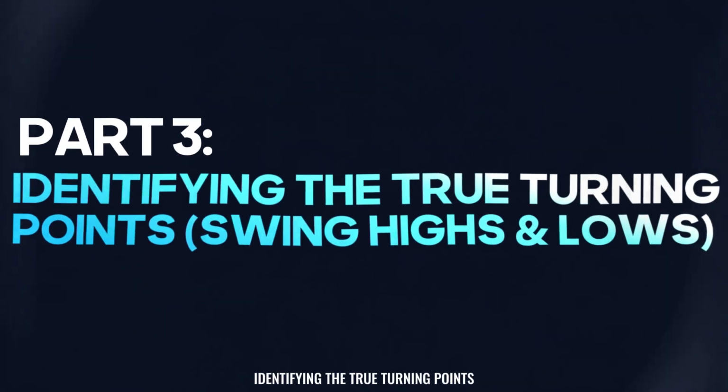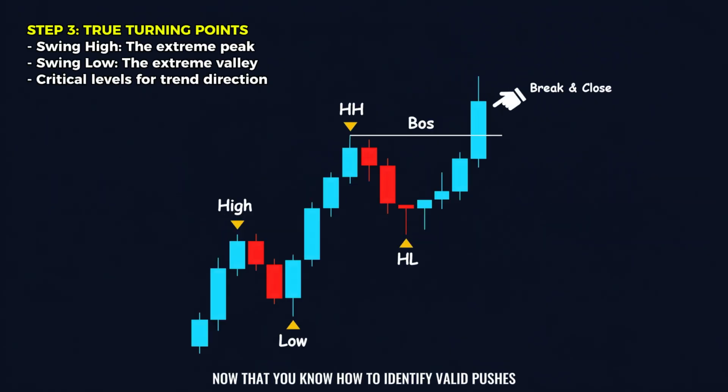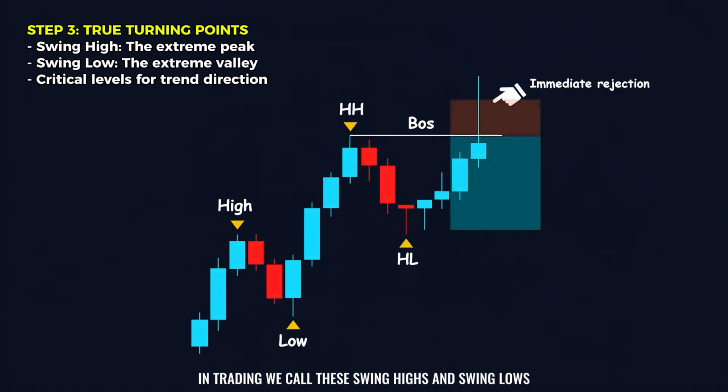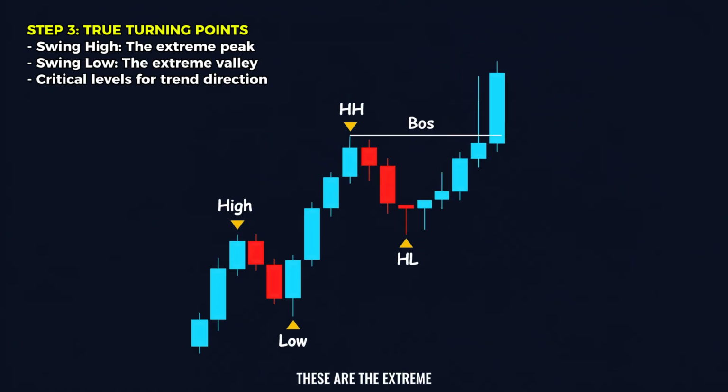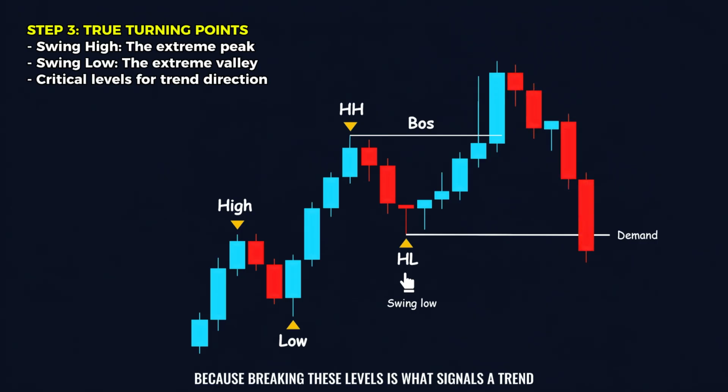Part 3. Identifying the true turning points, swing highs and lows. Now that you know how to identify valid pushes and rests, step number 3 is identifying the true turning points of the market. In trading, we call these swing highs and swing lows. These are the extreme peaks and valleys of the market structure. Understanding how to locate them is critical because breaking these levels is what signals a trend continuation or a potential trend reversal.